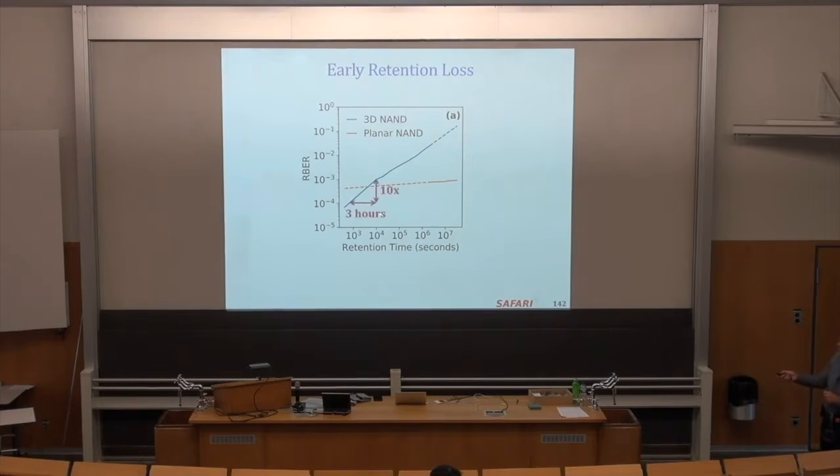Basically, if you want to have 3 hours retention time, you get 10x more errors compared to the base over there. And you get 10x more errors if you want to have 11 days more retention time. And you get 10x more errors if you want to have 3 years more retention time. So you get a lot of errors, basically. But here, it's actually a lot. Early retention loss, that's why this is called early retention loss phenomenon. You accumulate 10x more errors very quickly in the very beginning, right after programming. Okay.